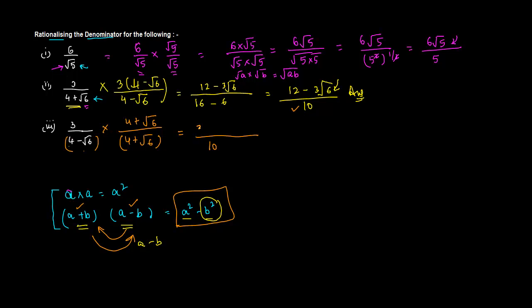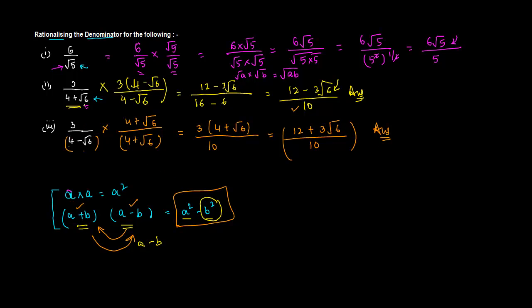In the numerator you will have 3 into 4 plus root 6. 3 into 4 gives you 12 plus 3 under root 6 divided by 10. Okay, and we can't solve this any further, so this becomes my answer.